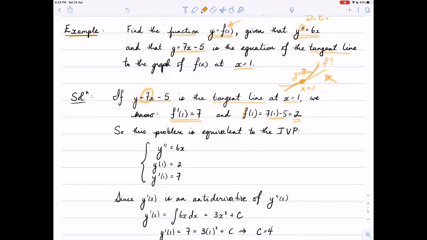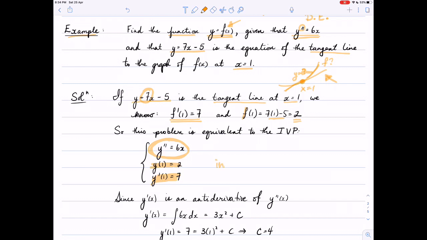So those are two extra conditions. We know the derivative at 1 must give 7. We know that the function at 1 must give 2. Those are our conditions. And then we have the original information, which we are now reframing as a differential equation. So how did we go ahead and solve this before? It was very easy. We just anti-differentiated.